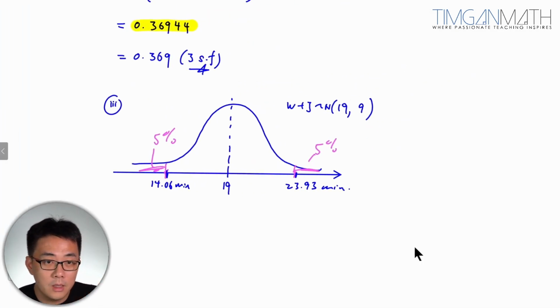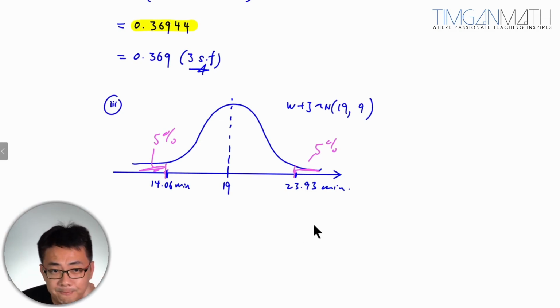Okay. So now, how do you read this? This is how you do it. 5% of the journey will only take 14.06 minutes. 95% of the journey will take 23.39 minutes.